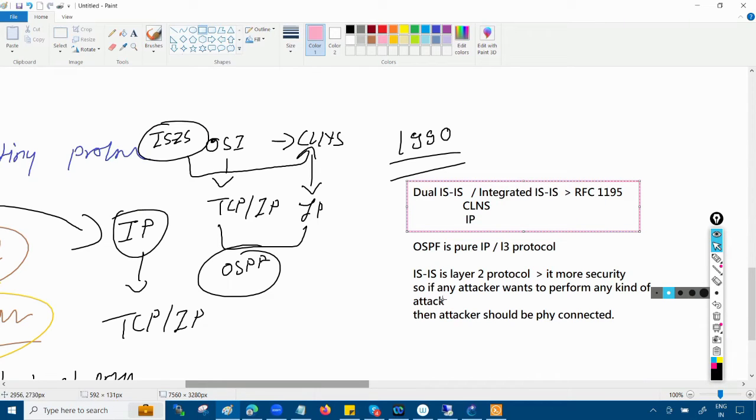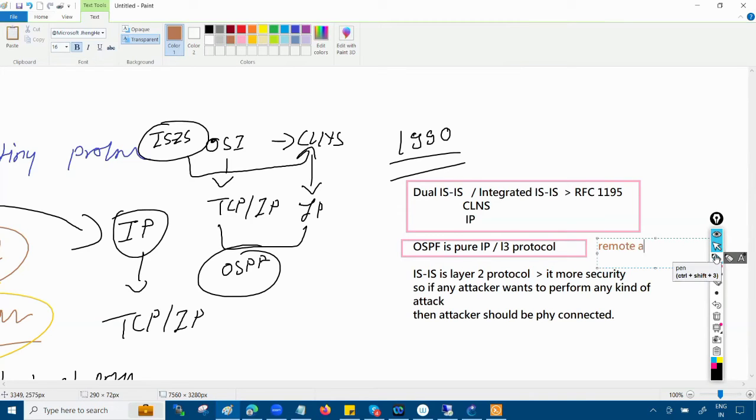ISS is a pure layer 2 protocol. If an attacker wants to perform an attack, they have to be physically connected. But in the OSPF protocol, what happened? Any remote attacker can do the attack. That's the biggest issue of OSPF, right?